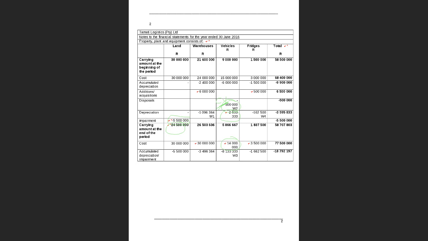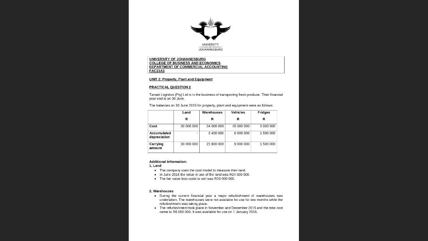Okay, I'm going to go back to the question. We now need to move on to the other two classes of assets. The other two classes of assets are our warehouses and our fridges. So let's start with warehouses. They give me the opening balances at the top, so you can have a look at that.